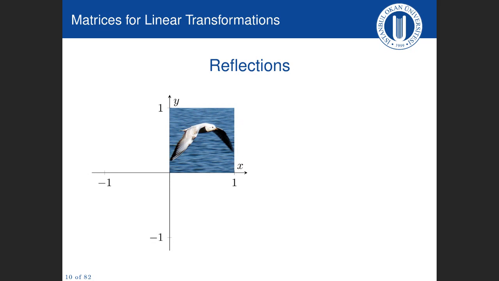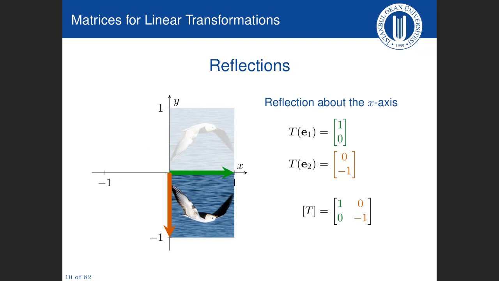Let's suppose first we reflect the whole xy plane about the x-axis. So whatever is up here goes down there, what was down there goes back up, and so on. Reflect everything by the x-axis like this. What happens to E1 and E2? Well, E1 doesn't change. E1 was (1, 0), and after we do our reflection, it's still at (1, 0).